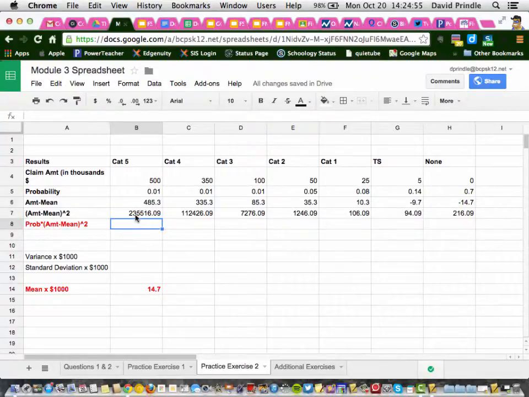Then, for this cell here, it's probability times the cell you just did. So in my case, I'm going to put equals, and I'm going to put parentheses around it. It's B5 times, again, the little star, asterisk, times B7, right side parentheses, and hit return. So it's equals, open parentheses, the probability, which is the 0.01, times the amount minus mean squared cell.